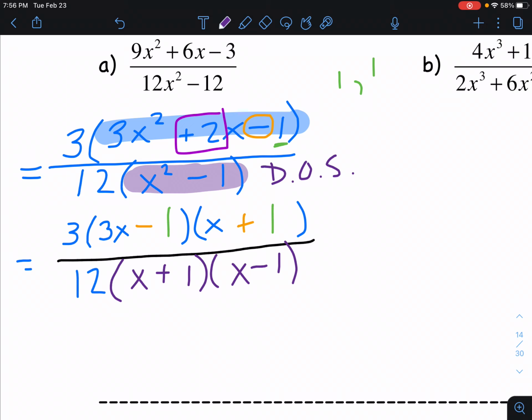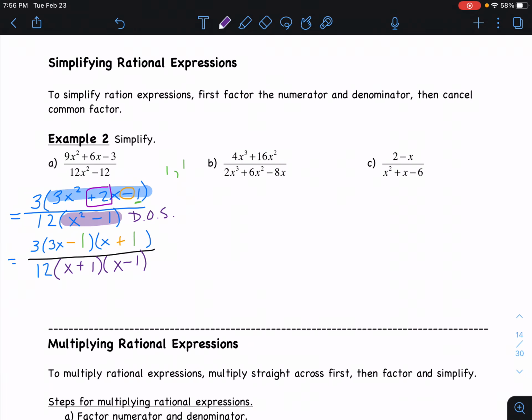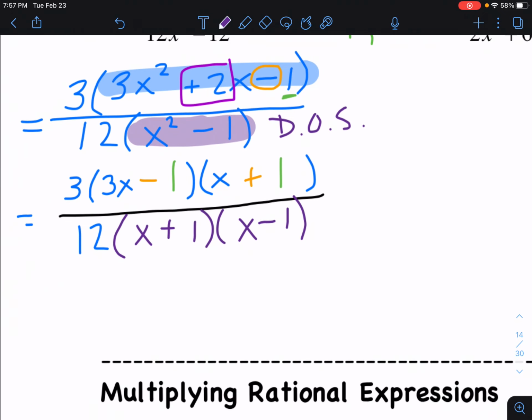Okay, so now it's entirely factored. Nothing can be factored anymore and broken up anymore. So this gets to my last component of this. This is where we need to cancel or reduce common factors.